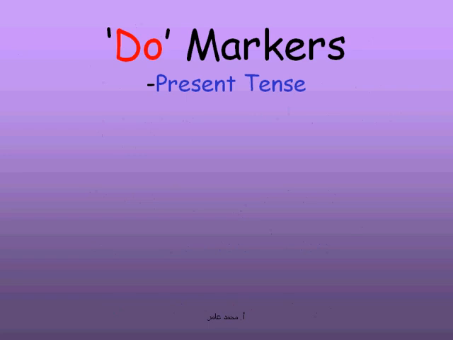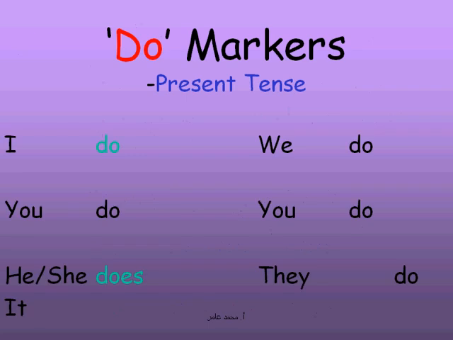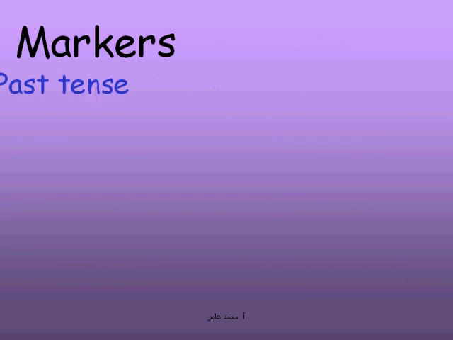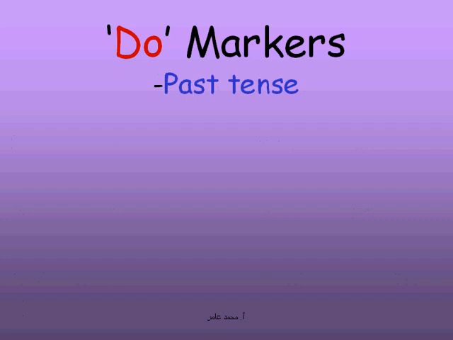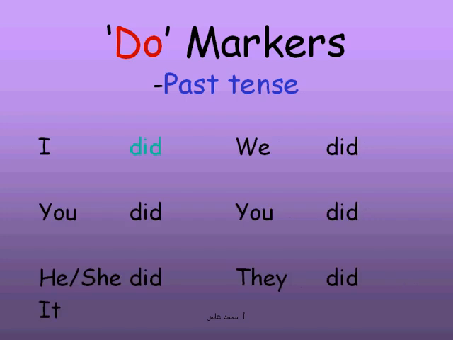Do markers, present tense. With I we use do, with we use do, with you we use do, with he, she, and it we use does, with they we use do, in the present simple tense. Do markers in the past tense: we use did with all the subject pronouns, all the subjects.